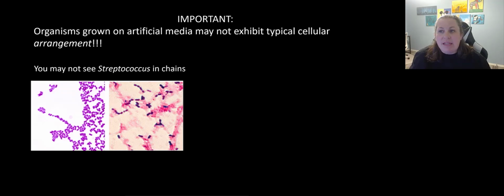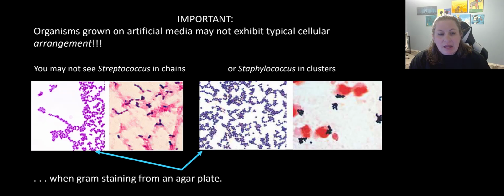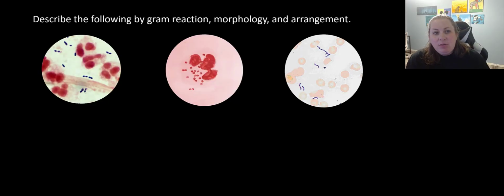Or when we look at staphylococcus, you may not see it in clusters like you normally would. And remember, this is gram staining from the agar plate, and so you can see that staining purpose, okay, so that you can see them better. So I'm going to have you describe the following by their gram reaction, which we learned in the previous video, the morphology, and the arrangement.